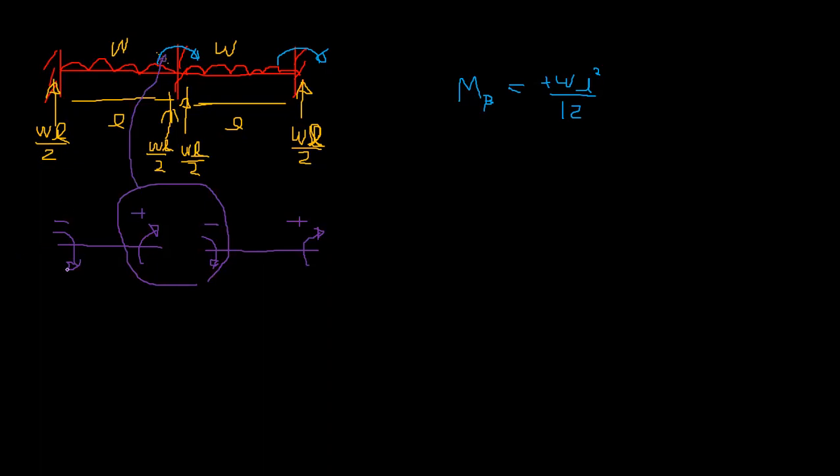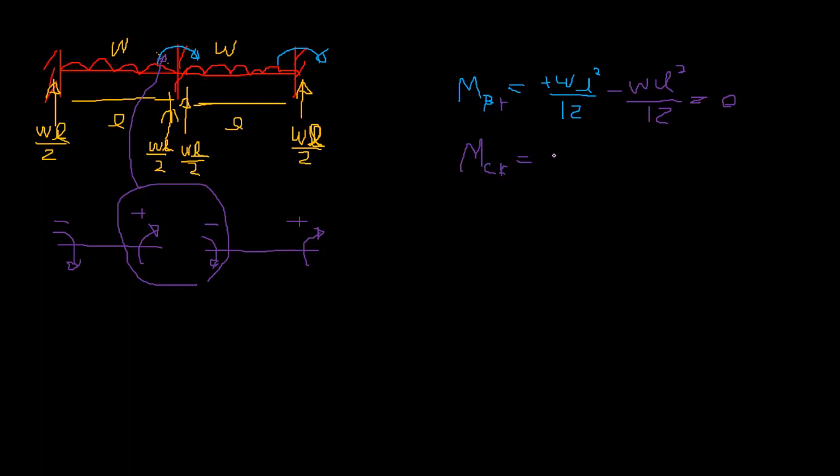So this is the summation at B: minus WL squared over 12, plus WL squared over 12, minus WL squared over 12, and plus WL squared over 12. So that means MB is plus WL squared over 12 minus WL squared over 12. So that brings you to 0. And this is MBR, actually MBR and MCR.